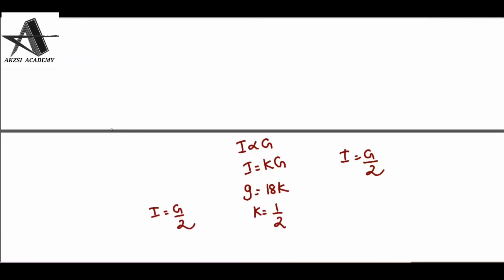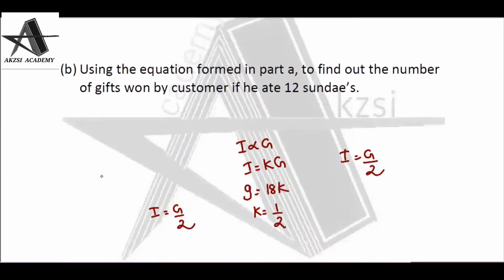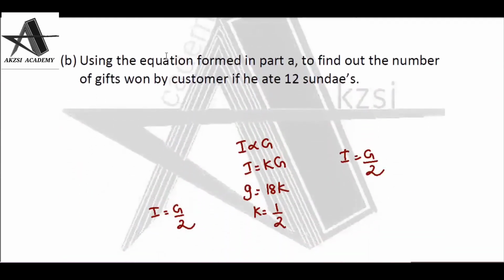Now let me see part B. Using the equation formed in part 1, we need to find the number of gifts won by the customer if he ate 12 sundaes. That means I need to replace I with 12. 12 is equal to G by 2. And from here, G is equal to 24. So if he eats 12 sundaes, he'll get 24 gifts. You can clearly see everything is doubled. Or if he's eating 1 ice cream, he'll get 2 gifts. If he eats 9 ice creams, he'll get 18 gifts.